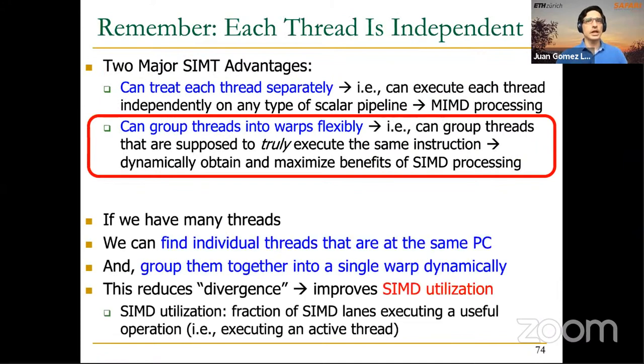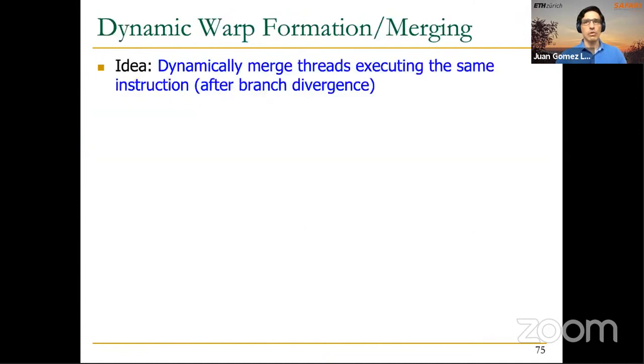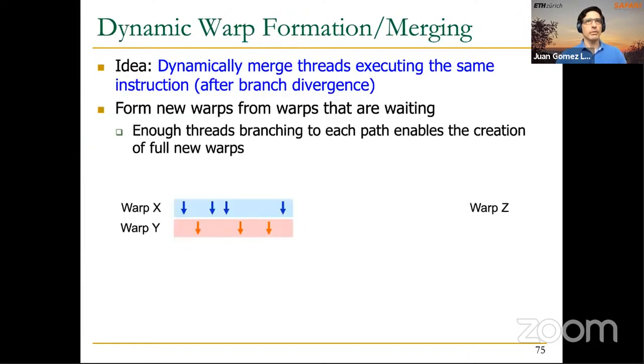Okay, so let's take a look at a possible way of doing this dynamic warp formation. We start with a very simple example. We have two warps. They are executing an if-else statement.